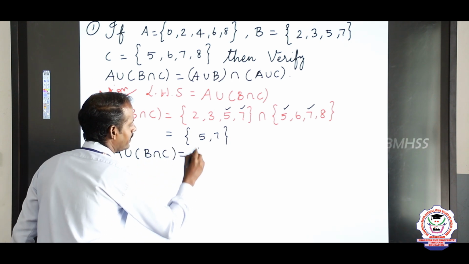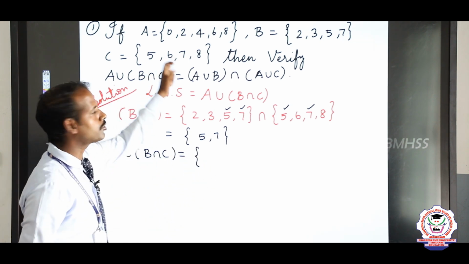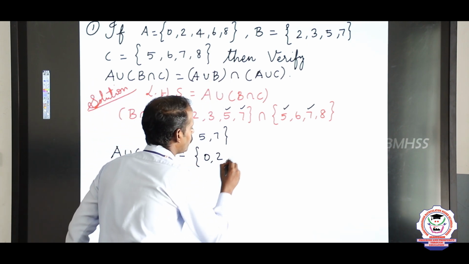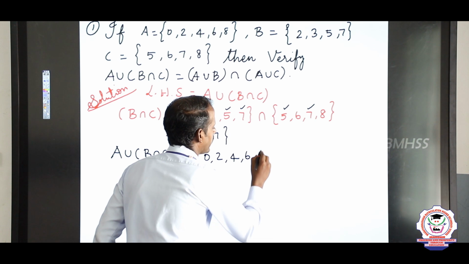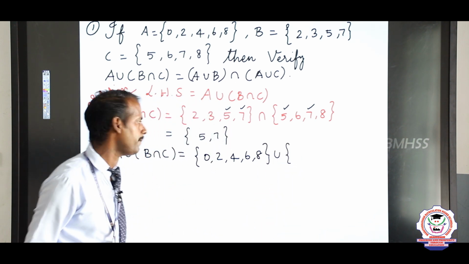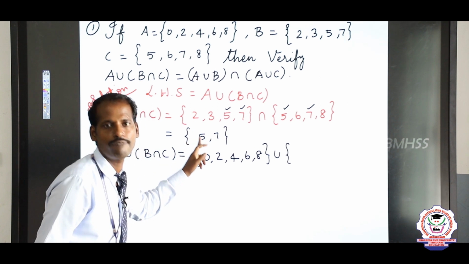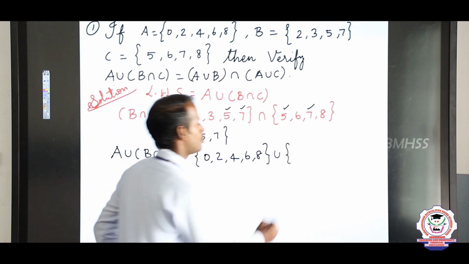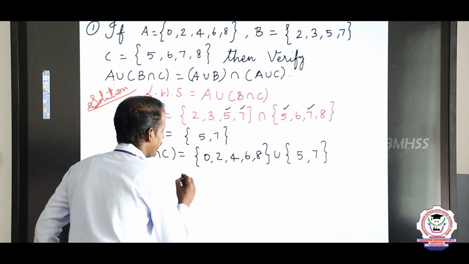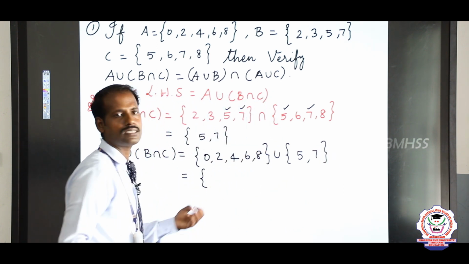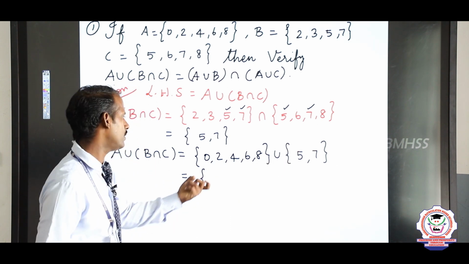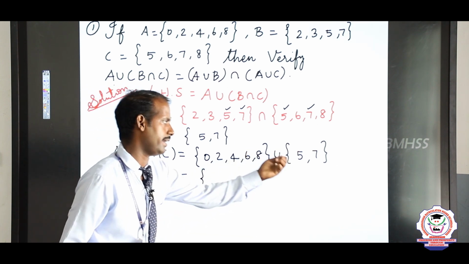What is A set? A set is 0, 2, 4, 6, 8. We have to write 0, 2, 4, 6, 8. Then union. What is B intersection C? B intersection C is 5 and 7. That's it. So 5, 7. So here union means joining the elements of the A set and B intersection C. Here 0, 2, 4, 6, 8 and 5 and 7.